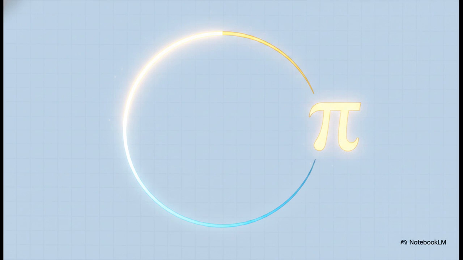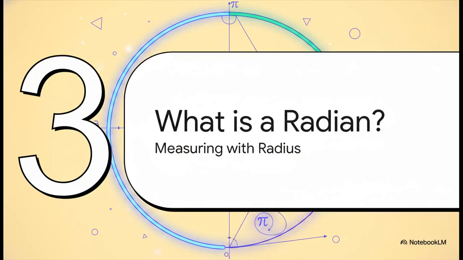Now hang on to that thought. That is super important. So notice what we just did. We connected pi to a length on our special circle. The next piece of the puzzle is to connect that length to an angle. And to do that, we need to talk about a different way to measure angles, called radians.